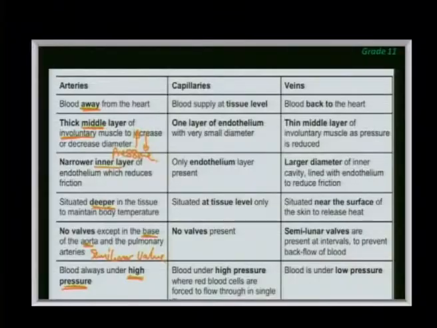All right, now, if we compare to the veins, so let's leave capillaries for now. The veins, they always take blood back to the heart. The thick middle layer of involuntary muscle is going to reduce the pressure, okay, because it's bigger. The larger diameter in the inner cavity is filled with endothelium, which reduces friction, all right, and it's larger in diameter, where here it is narrower in diameter. Thick middle layer, thin middle layer, all right, situated inside your arteries, whereas your veins are near the surface.